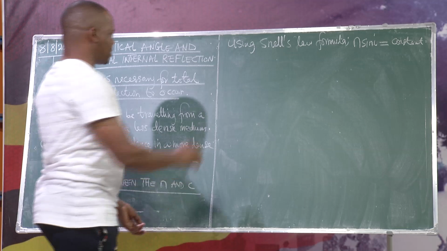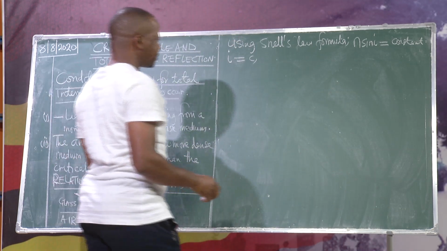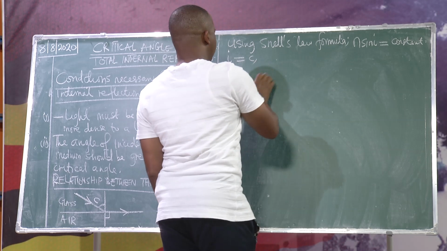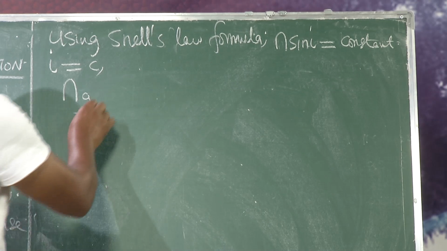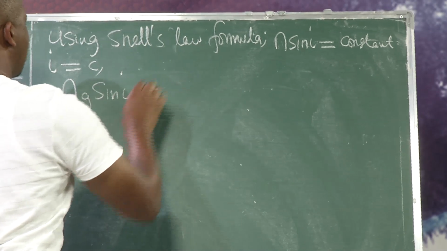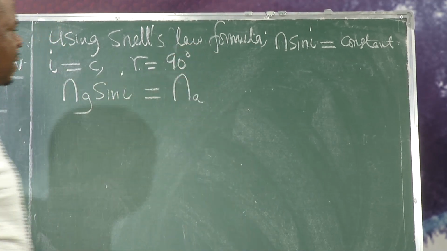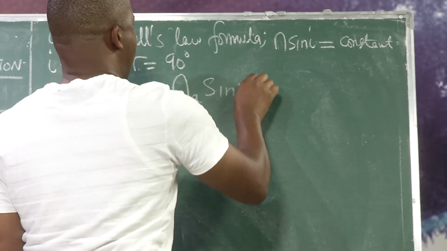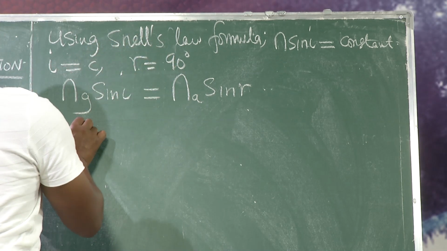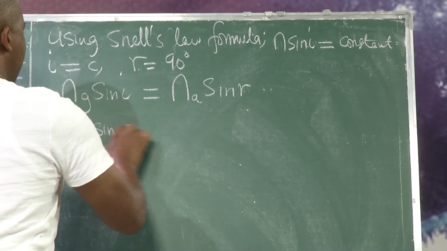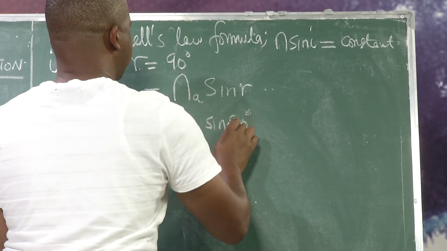The angle of incidence, first of all, is C. Note that I is equal to C, and the refractive index of glass is known. Therefore, using Snell's law, the refractive index of glass times the sine of I should be equal to the refractive index of air, because the angle of refraction is also known, times the sine of R. If I substitute in for I and R, I'll have Ng sine C, which is our I, equal to Na sine 90 degrees.